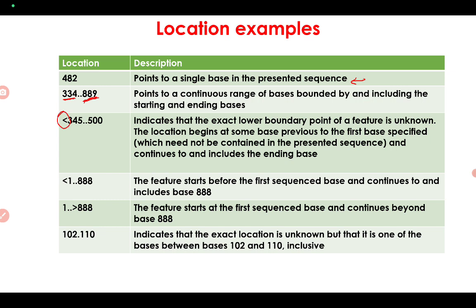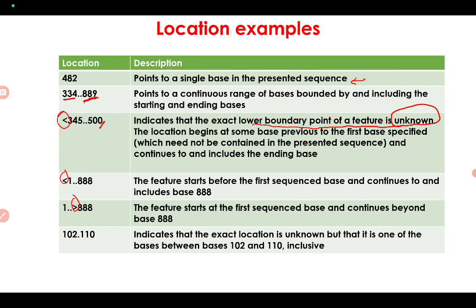If a smaller than or greater than sign is used, it means we do not know the exact location, or it indicates the exact lower boundary point of the feature is unknown. We are not sure where it is starting. In this case, we know the endpoint, 500, but we are not sure where it is starting. Sometimes it is known as a partial sequence, when we do not know the complete information. At that point, the smaller than sign is used.